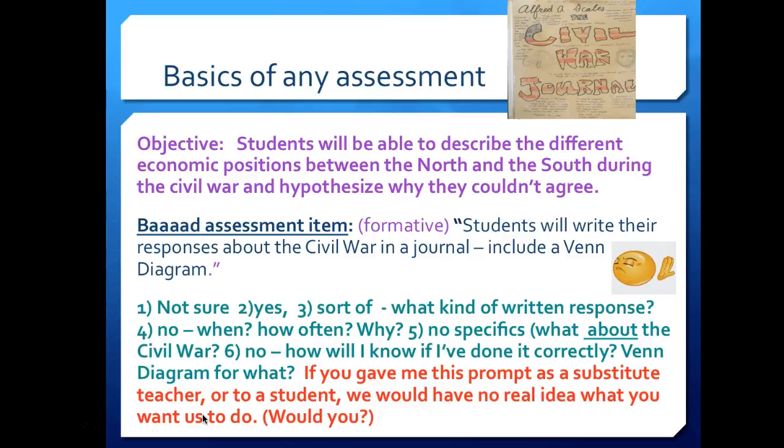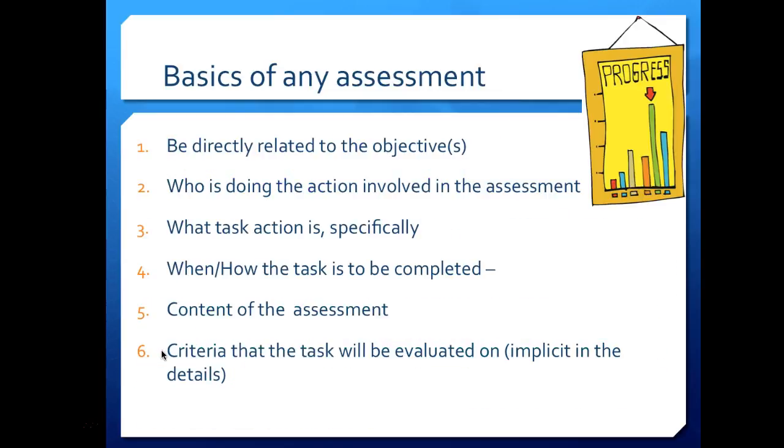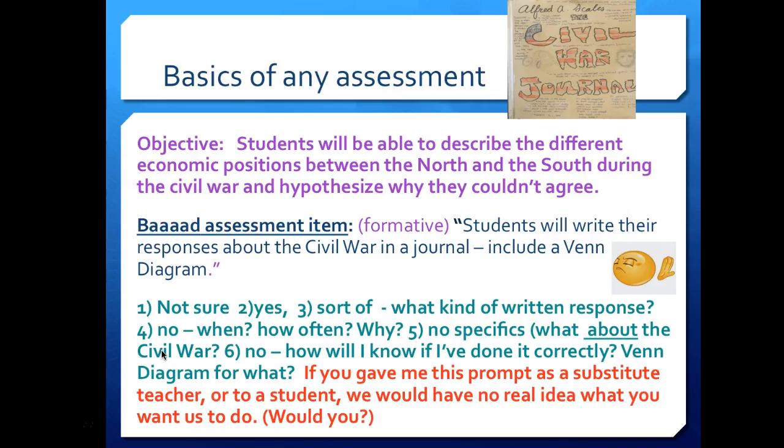So the assessment is: students will write their responses about the Civil War in a journal and include a Venn diagram. Okay, this is not a good assessment. So number one, if we go back, we're not sure if it is directly related to the objectives. Pretty sure it has something to do with it, and I see that I didn't capitalize Civil War in the objective.